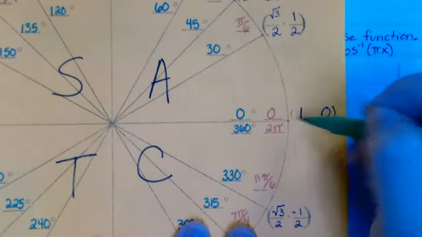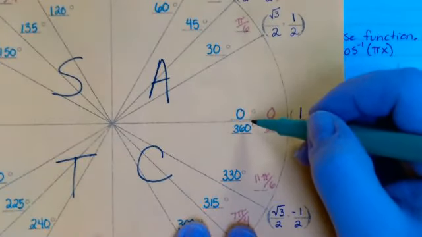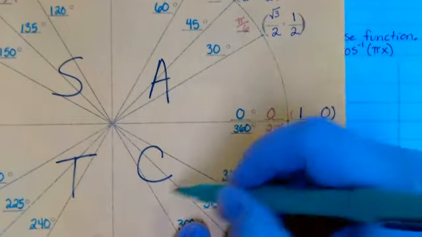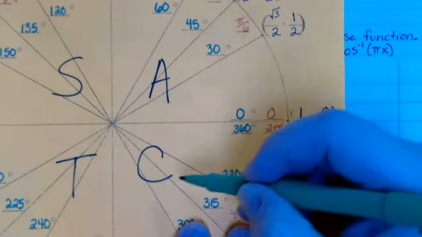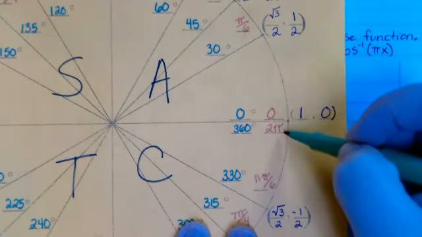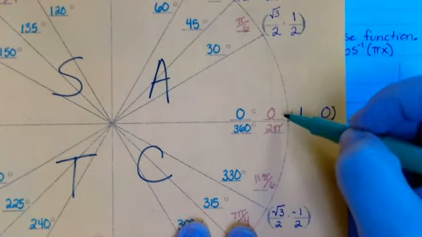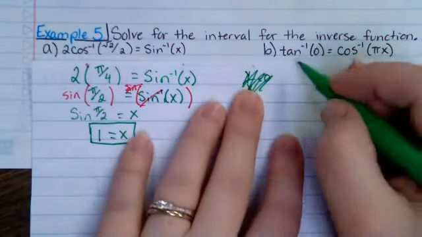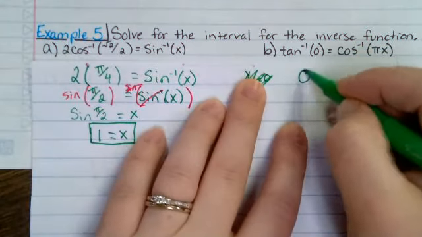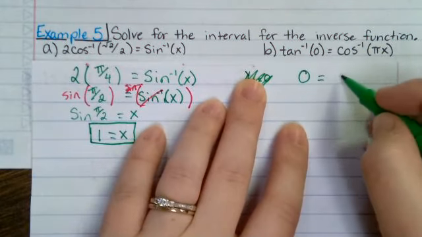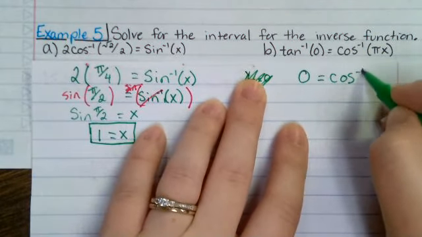Oh, hey, looky here, at 0. Remember, the interval is supposed to be from negative pi over 2 to pi over 2. Okay, 2 pi doesn't fit in that, but 0 does. So we're going to say 0. Tangent inverse of 0, hey, that is 0. And then we can deal with this guy over here.